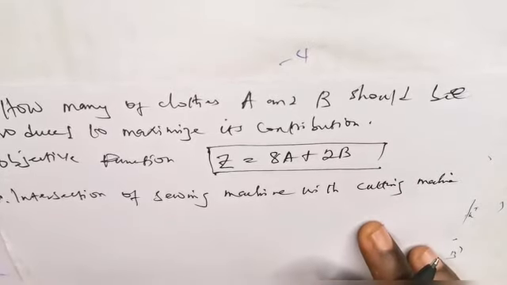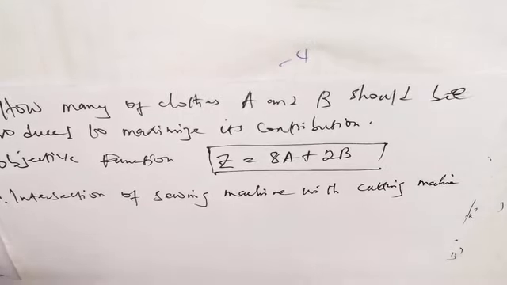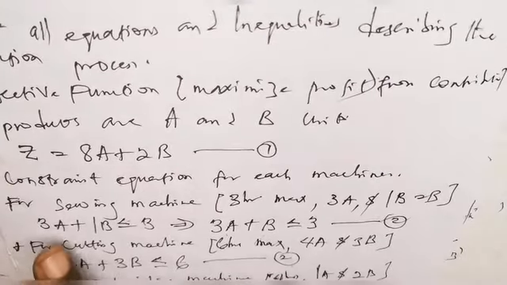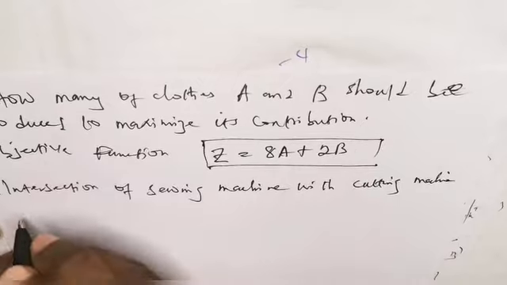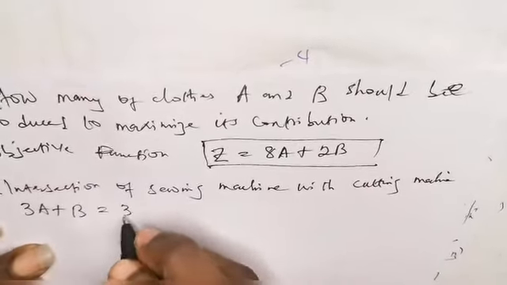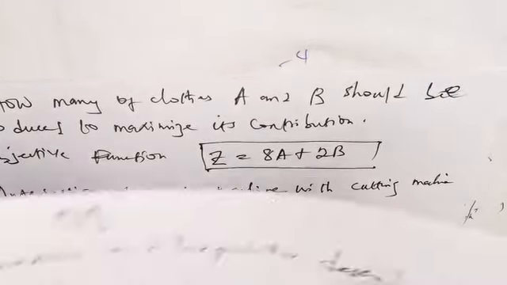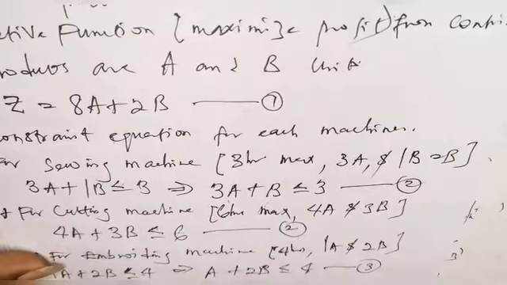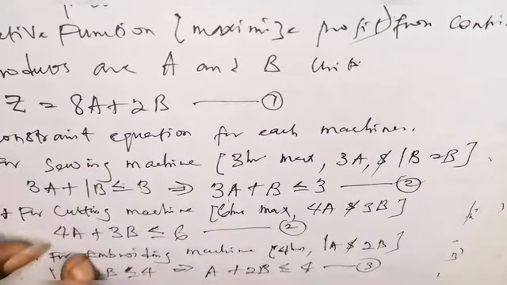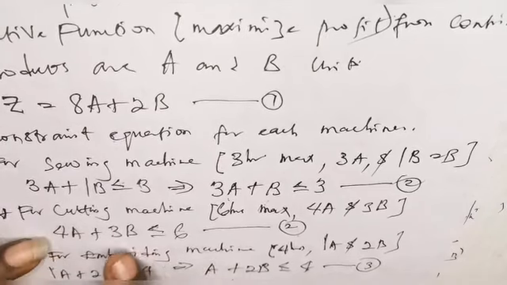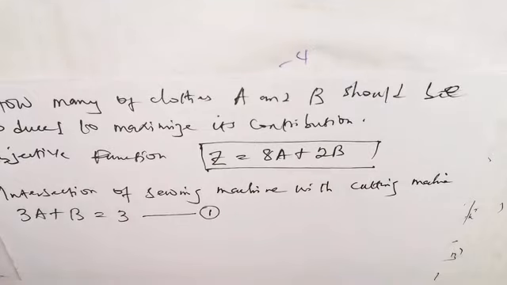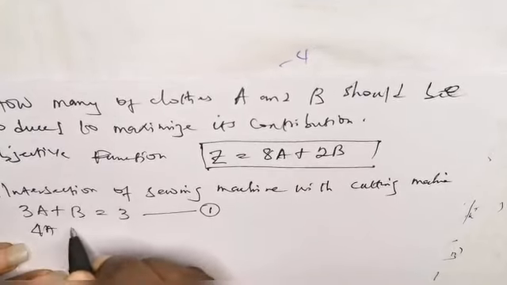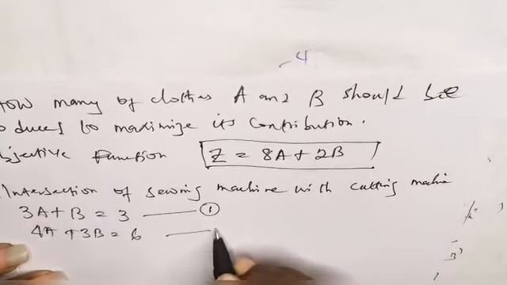To get this intersection, we'll pull out their constraint equations. For the sewing machine, the constraint equation was 3a plus b equals 3. Call this equation 1. And for the cutting machine, we had 4a plus 3b equals 6. Call this equation 2.